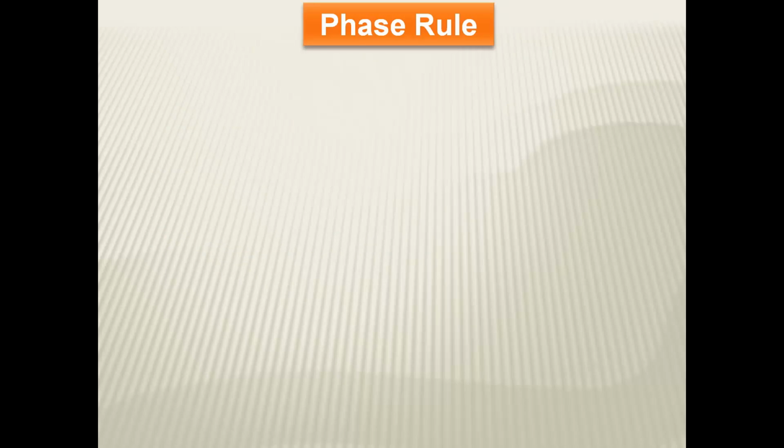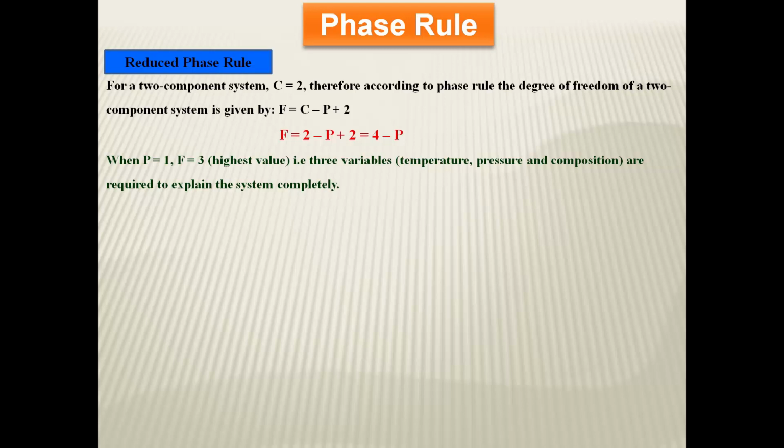Now before we come to the two component systems, it is very important to understand what we mean by reduced phase rule and why we actually require this. Why can't we apply the normal phase rule as we discussed it in the one component system? For a two component system, C is equal to 2. Therefore, if we apply the phase rule and calculate the degrees of freedom, it comes out to be F is equal to 4 minus P, putting the value of C is equal to 2.